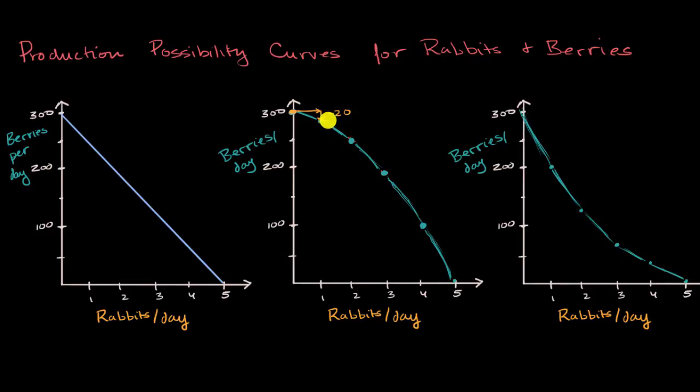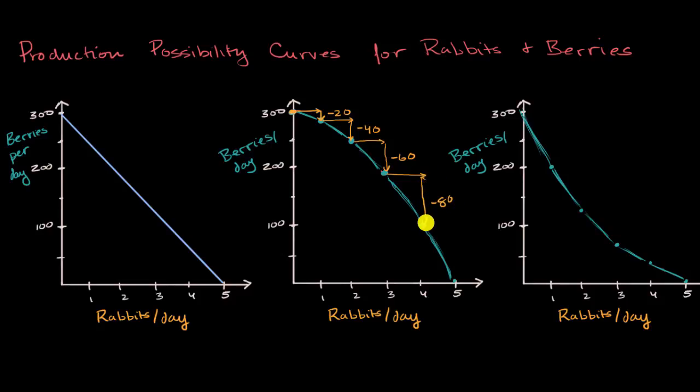But let's say that second rabbit is a little bit harder to catch, and I'm not giving up the quite so hard to pick berries. And so when I hunt that next rabbit, then I've given up 40 berries. So notice my opportunity cost has increased. For that first rabbit, my opportunity cost was 20 berries. For that second rabbit, my opportunity cost is 40 berries. And it keeps going. Then third rabbit, I'm going to give up 60 berries. That fourth rabbit, I'm going to give up 80 berries.